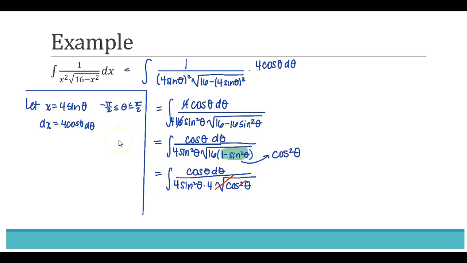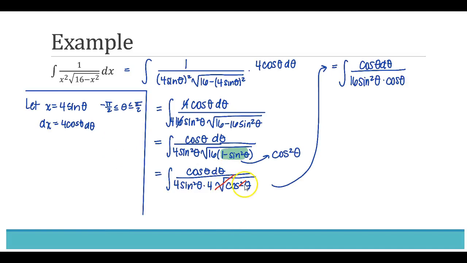So now let's go ahead and see where that leaves us. I'm going to pull this work up here. So I have the integral of cosine theta d theta over 16 sine squared theta times just cosine theta, because the square root and the squared cancel. Alright, so now the cosine theta on the top cancels with the cosine theta on the bottom. So we've gotten rid of that, and what we can do is pull out the 1 over 16. We can pull out that coefficient.